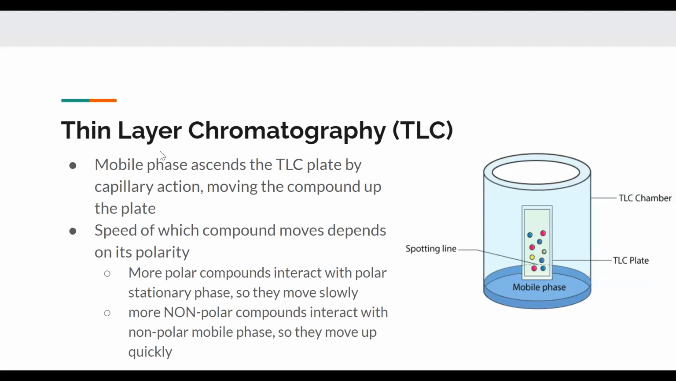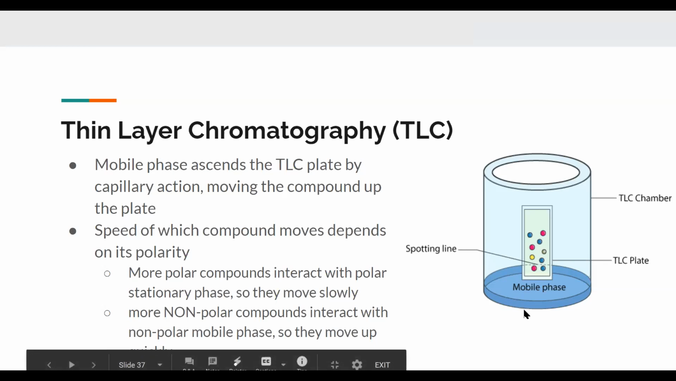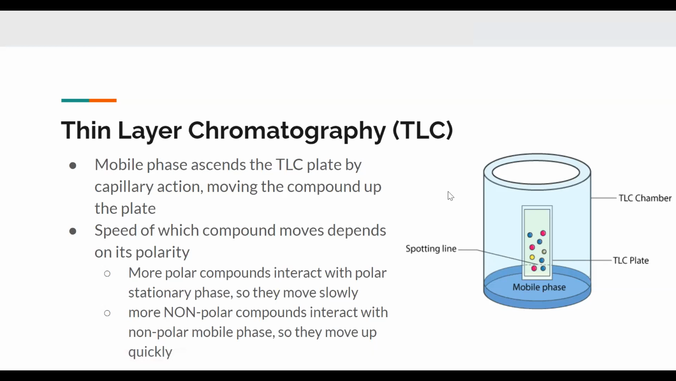So usually a very minuscule amount of a compound is spotted onto the TLC plate, and the non-polar solvent, or mobile phase, will travel up the plate via capillary action. So it will move the compound along the plate with it. The speed at which the compound moves up the plate depends on its polarity. Because the stationary phase is polar, if the compound is also polar, it will spend a longer time interacting with the stationary phase. So it will travel more slowly up the plate because it is attracted to the TLC plate. So it would actually look like this yellow dot on the plate. Meanwhile, nonpolar compounds will interact with the nonpolar solvent more and will travel up the TLC plate more easily with the mobile phase. Next slide, please.